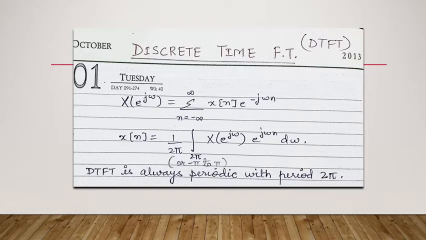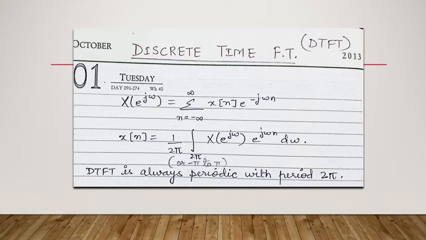As we can see the formula, it is represented by capital X e^(j omega) is equal to sigma n varying from minus infinity to infinity x of n e raised to the power minus j omega n. Let us try to understand this basic formula for DTFT.